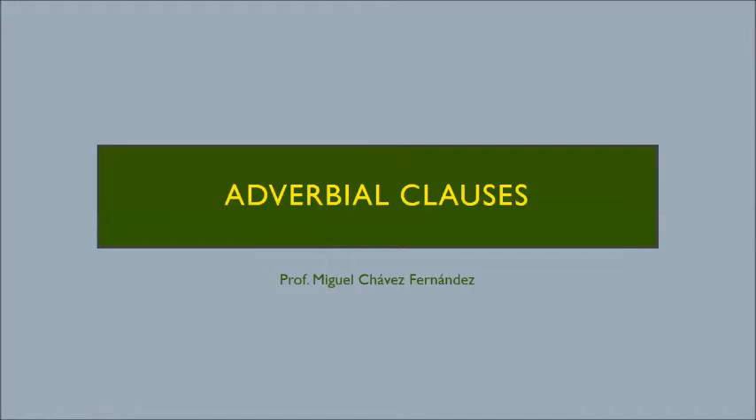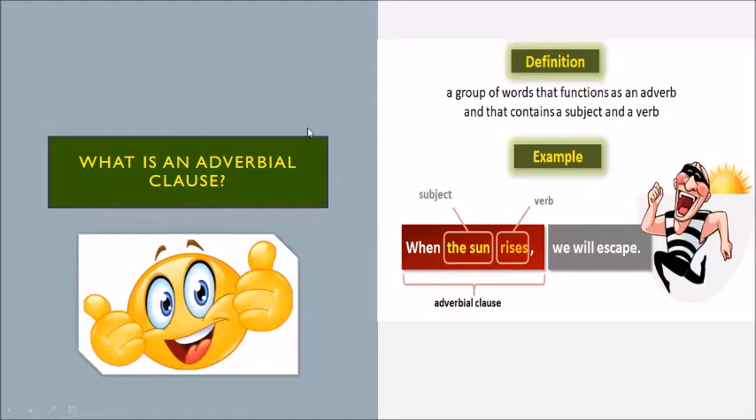Okay, let's see then. As I told you before, we are going to check adverbial clauses today. We are going to give a definition of what an adverbial clause is. It is a group of words that functions as an adverb and that contains a subject and a verb. You have to take into account that these two elements are going to be very important in the definition of an adverbial clause. We have to identify the subject and the verb.